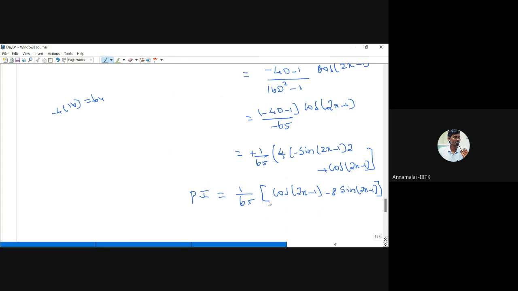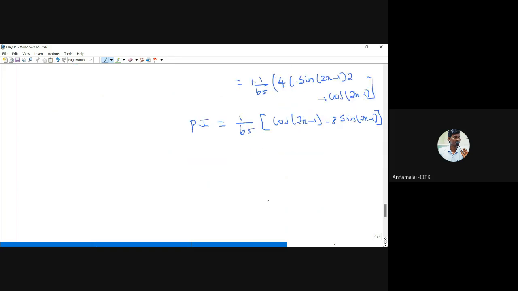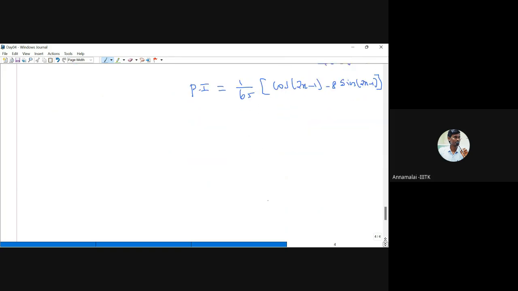Any doubt in this? Similarly, suppose instead of sin x we have sin 2x. Again, sin 2x is nothing but sin of 2x plus 0. So we can apply either sine or cos trigonometric function on the right hand side.